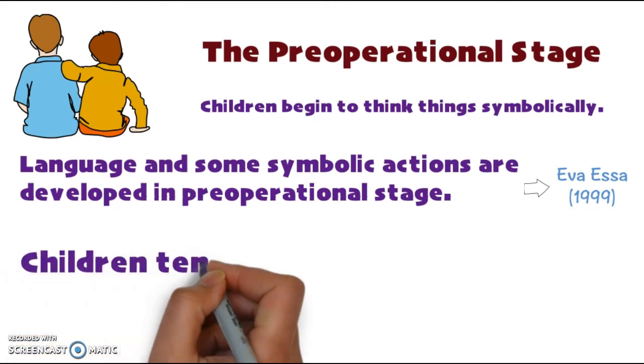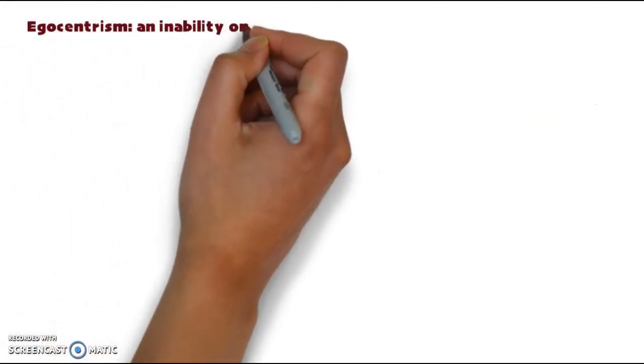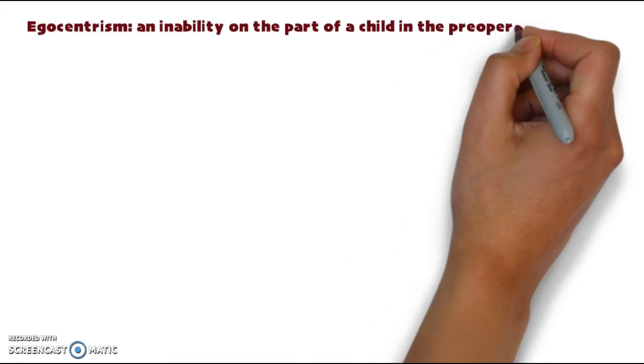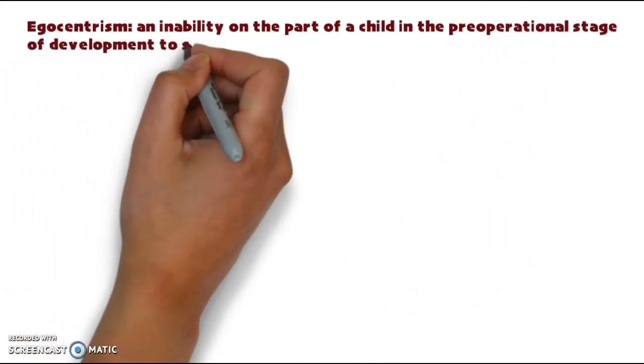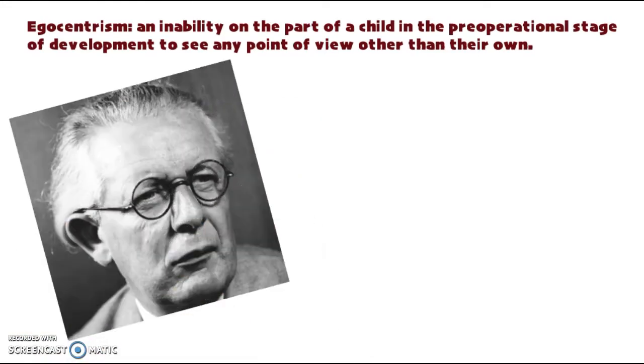According to Piaget, children who are in this stage are very egocentric. Egocentric means that children just haven't figured out that other people actually have different points of view than they do, so they only think of themselves. So how do we know that children are egocentric in the pre-operational stage?